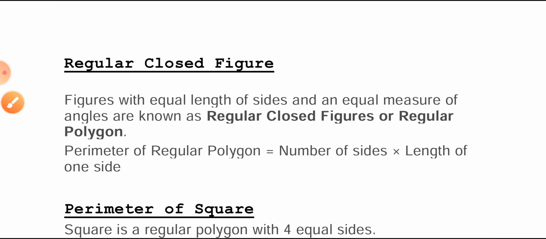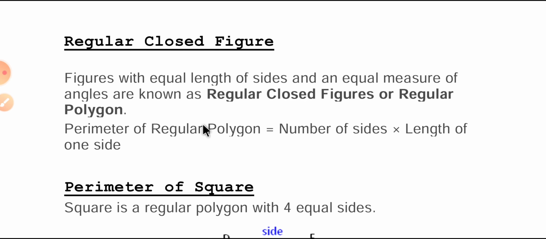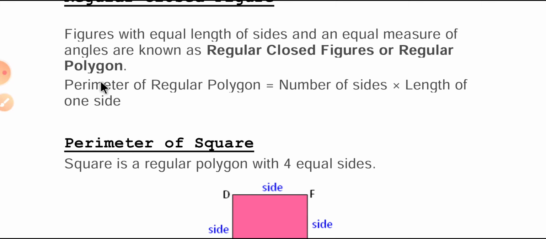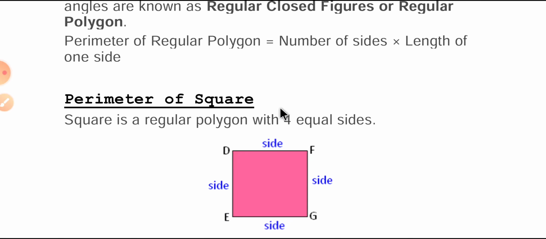Then see the perimeter of regular closed figures. What do you mean by regular? Figures with equal length of sides and an equal measure of angles are known as regular closed figures or regular polygons. As we already know, what do you mean by polygon? Polygon means it is a closed figure made up of only line segments. Polygon उसे बोलते हैं जो closed होता है, जो सिर्फ line segment से मिलकर बना होता है. So there is one general formula that perimeter of regular polygon is equal to number of sides into length of one side. Regular polygon means in which all the sides are equal.